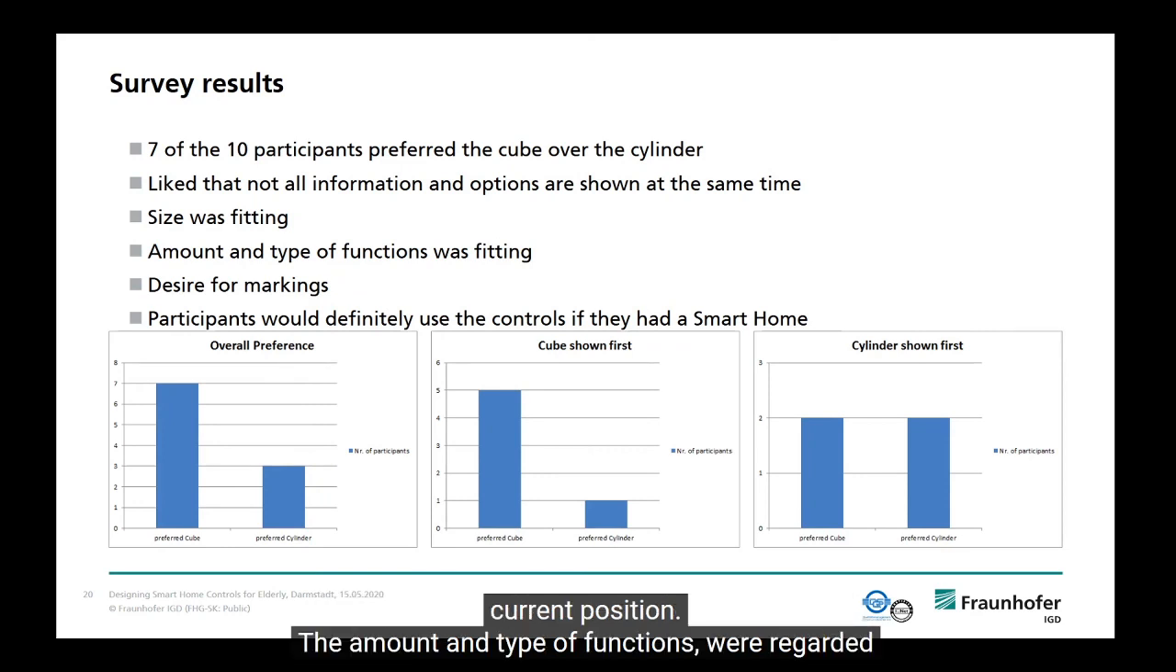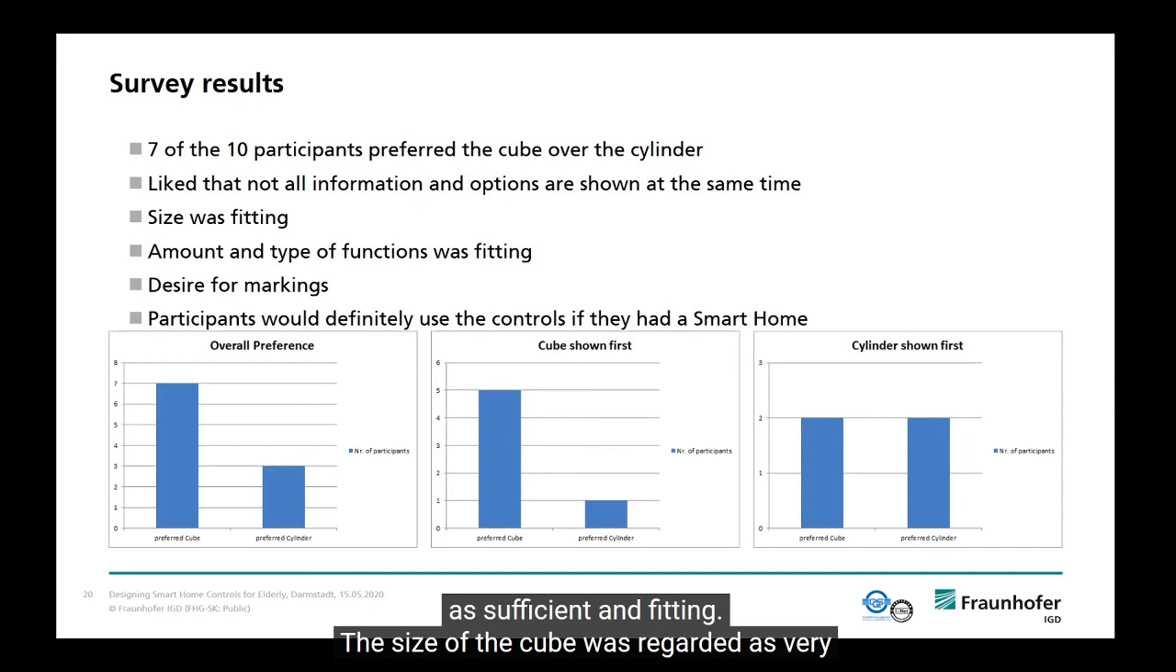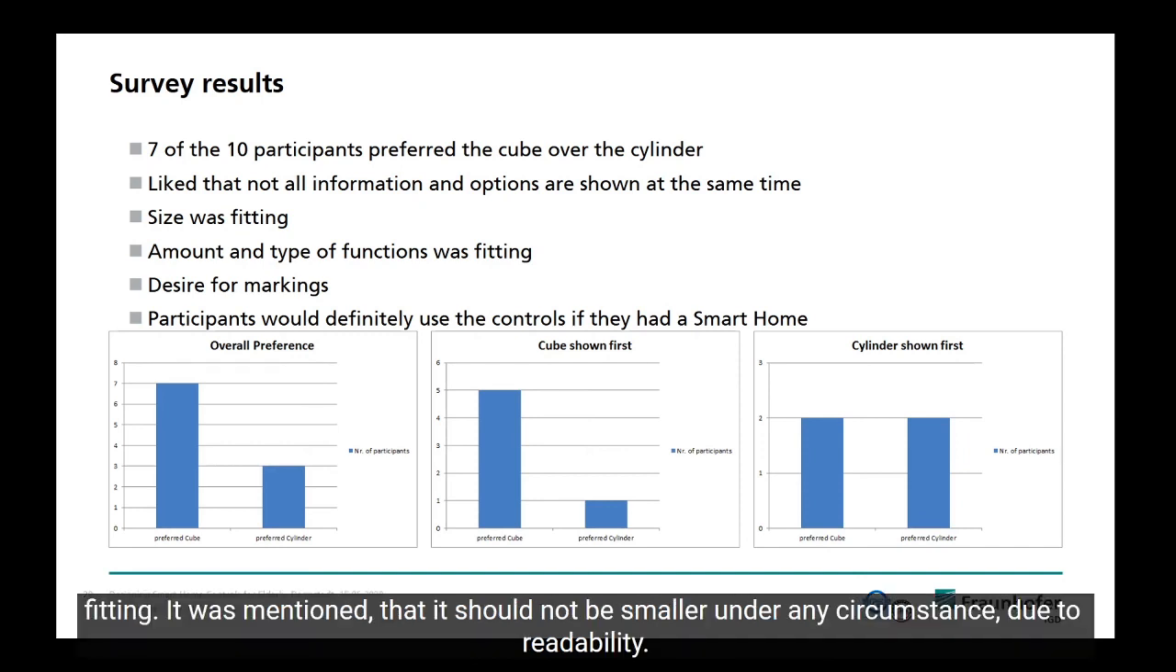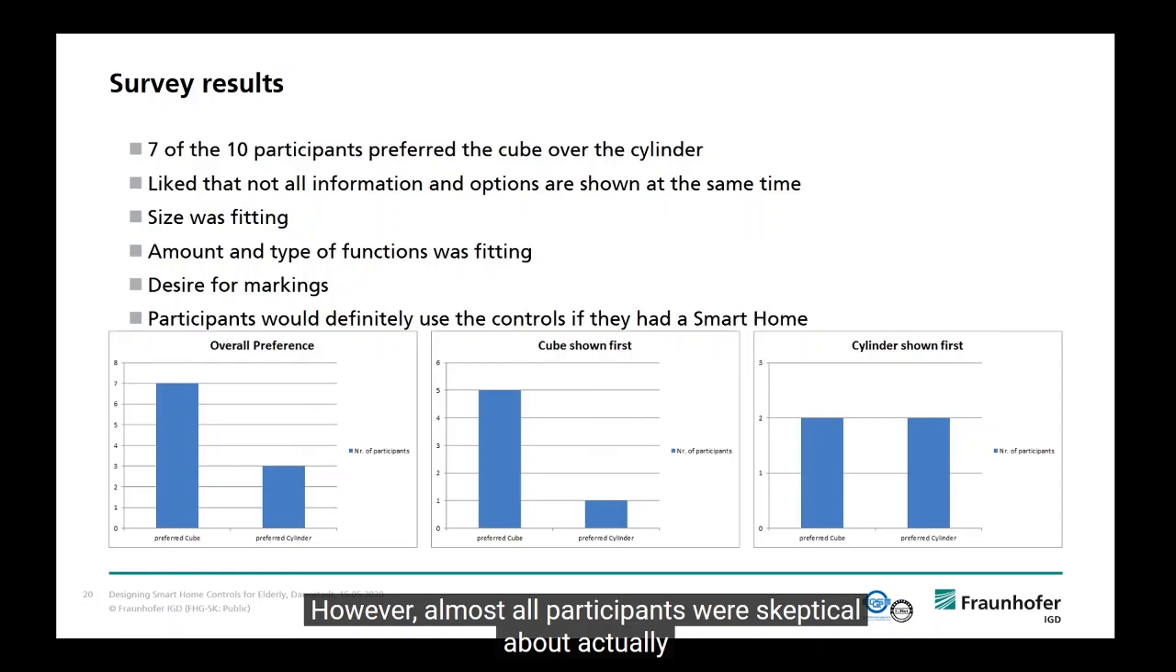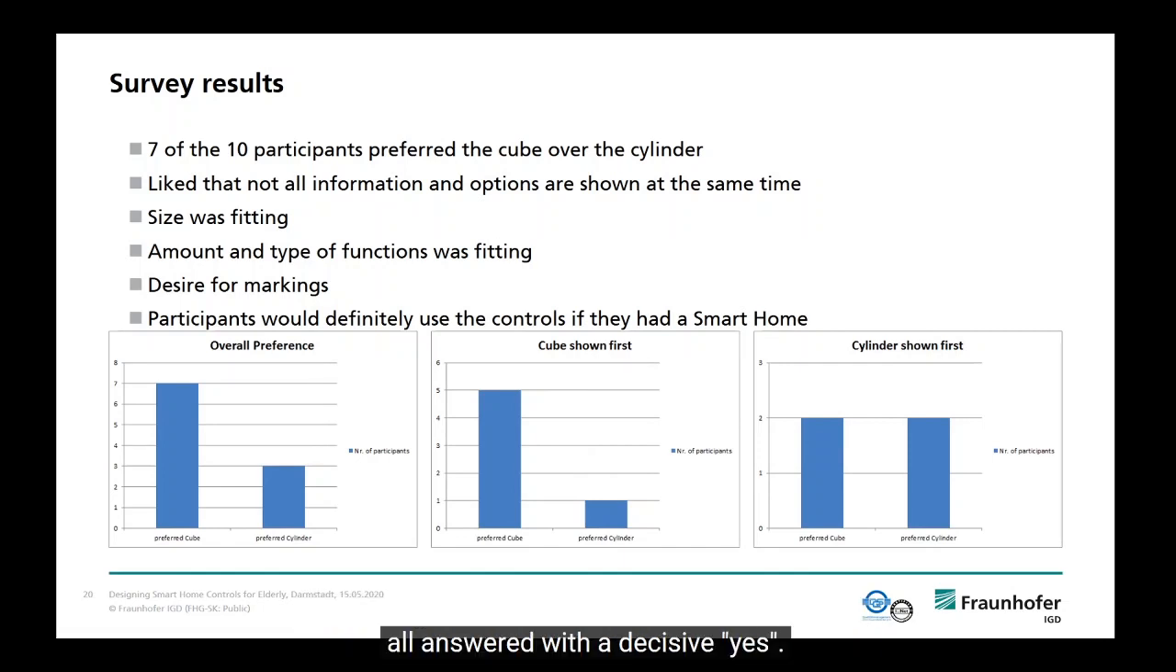The amount and type of functions were regarded as sufficient and fitting. The size of the cube was regarded as very fitting. It was mentioned that it should not be smaller under any circumstance due to readability. However, almost all participants were skeptical about actually acquiring smart home technology to use, such as a remote. When posed with the question whether they would use it if they already had access to a house or apartment with smart home technology, all answered with a decisive yes.